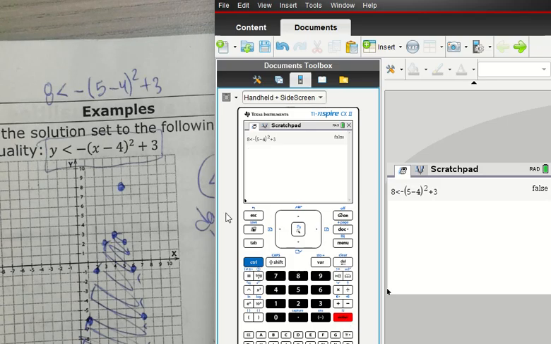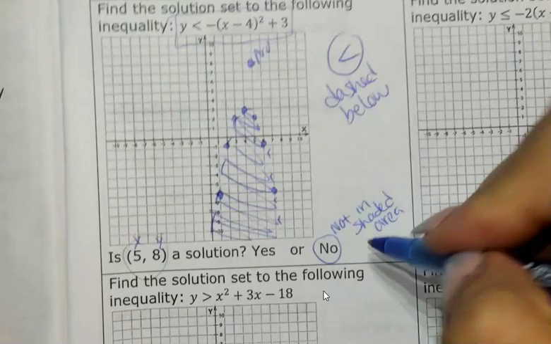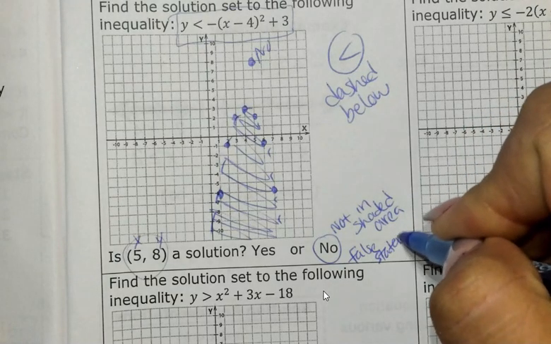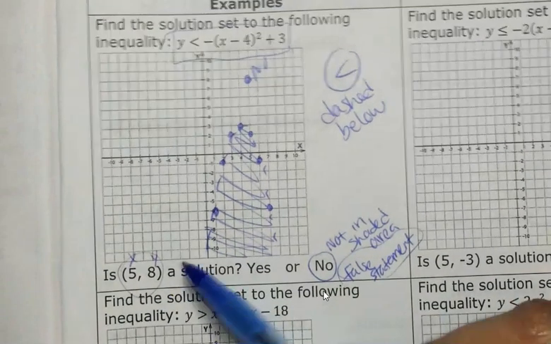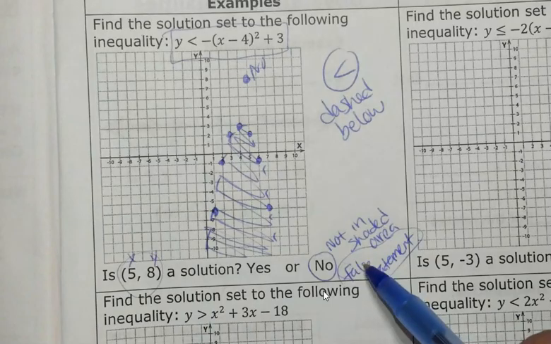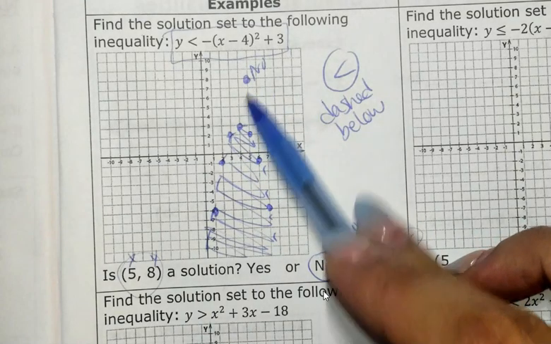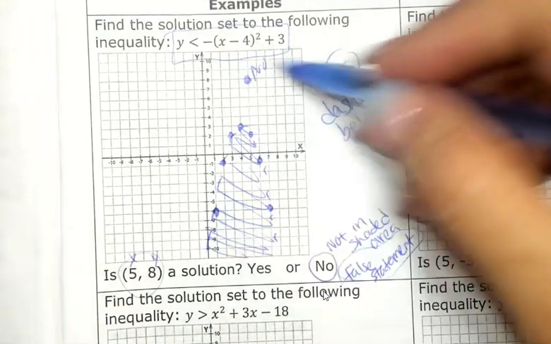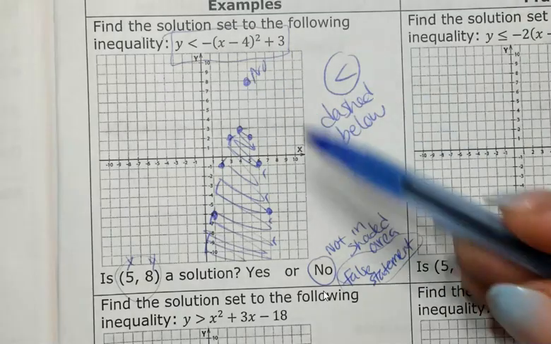And then it says false, which means that this is not a solution because it's a false statement. So this is just another way to verify if the solution that they're asking is or is not a solution. And also this confirms that this point should not be in the shaded area, because if it was, then it would be a solution, it would be true, but it's false, so it's no. Okay, so let's try another example.